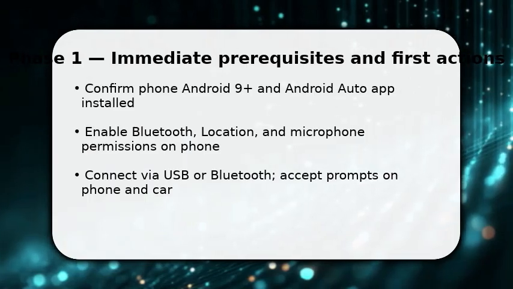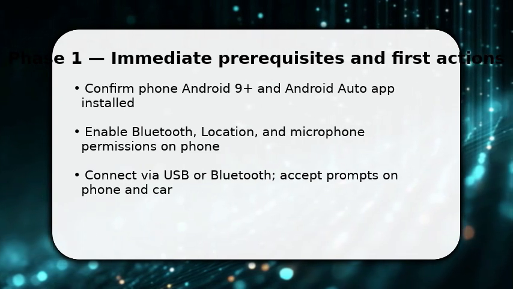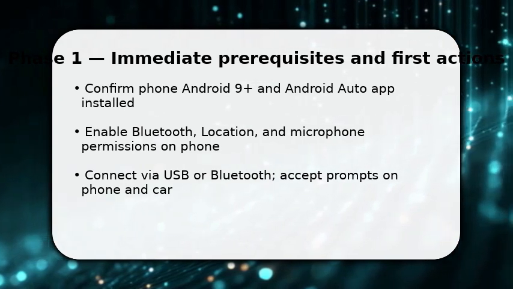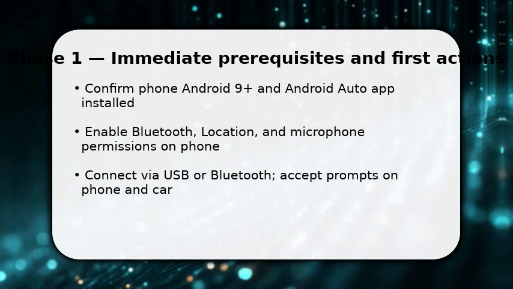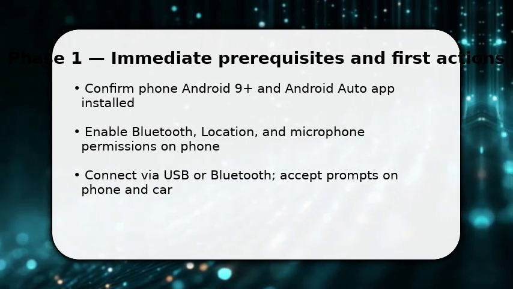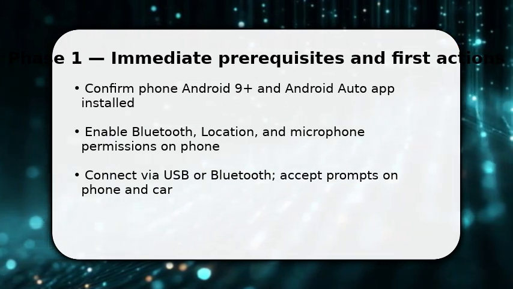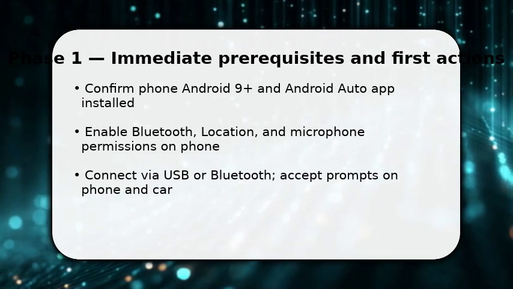You begin by preparing the essentials. Your phone must run Android 9 or newer and have the Android Auto app installed. Once done, enable Bluetooth, location, and microphone permissions so Google can route audio and navigation.